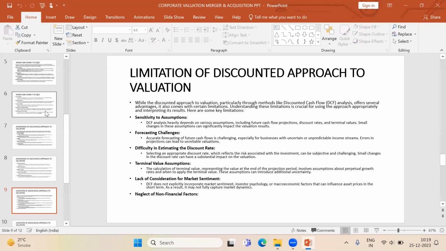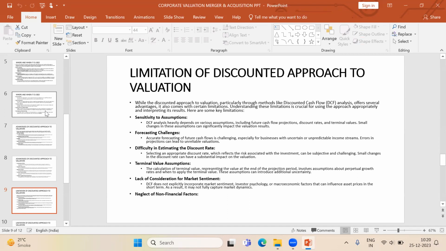Terminal value assumptions. The calculation of terminal value, representing the value at the end of the projection period, involves assumptions about perpetual growth rates and when to apply the terminal value. These assumptions can introduce additional uncertainty. Lack of consideration for market sentiment. DCF does not explicitly incorporate market sentiment, investor psychology, or microeconomic factors that can influence asset prices in the short term. As a result, it may not fully capture market dynamics.